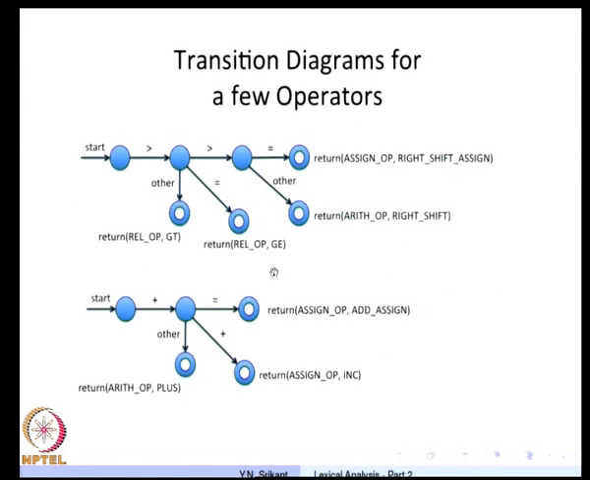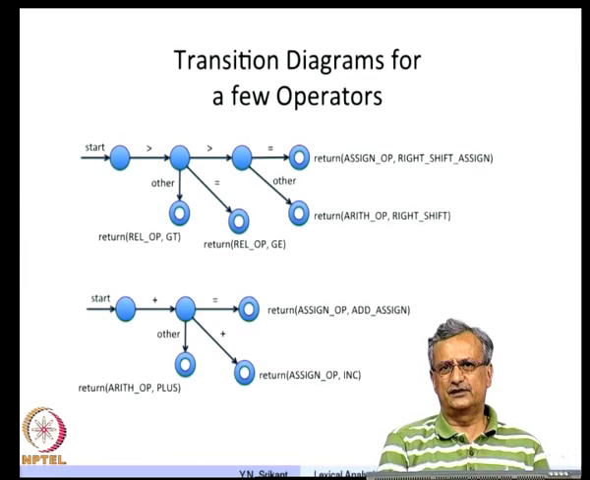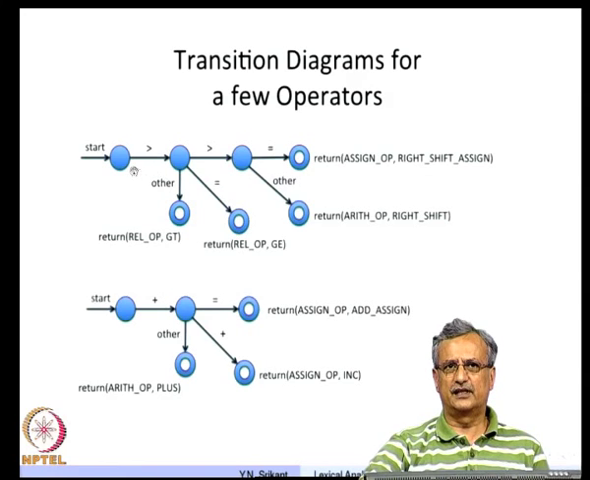So far we have seen constants of various kinds: integer constants, hexadecimal constants, octal constants. We have also seen floating point constants, and identifiers. Now let us see how operators are taken care of in transition diagrams. We have many operators. This is greater than, and if it is just an ordinary greater than, and not followed by another symbol, then we must return relop greater than.